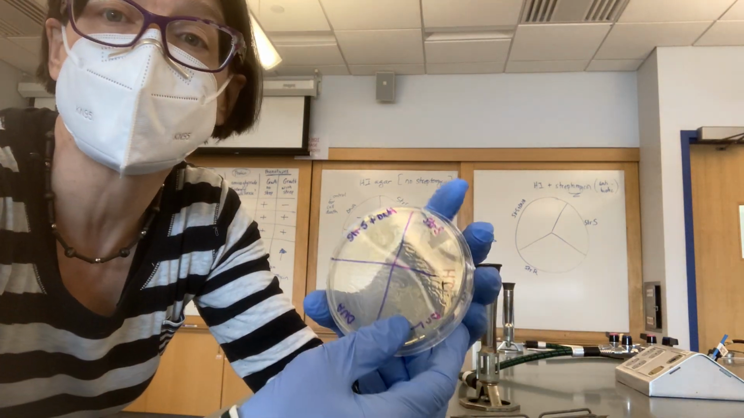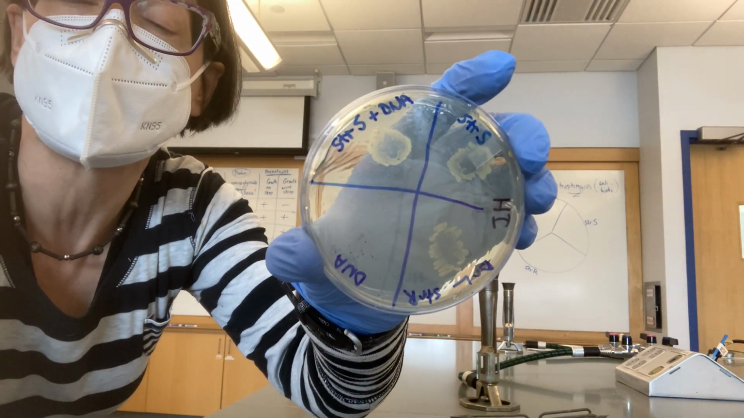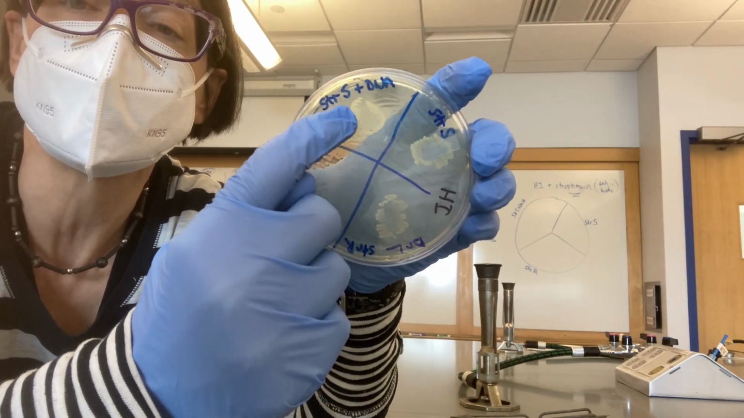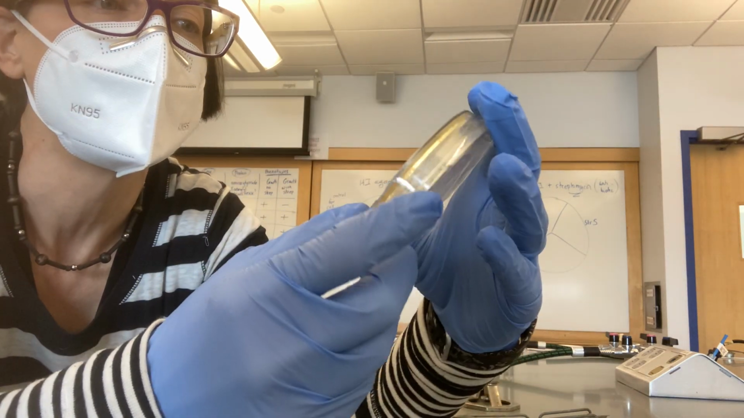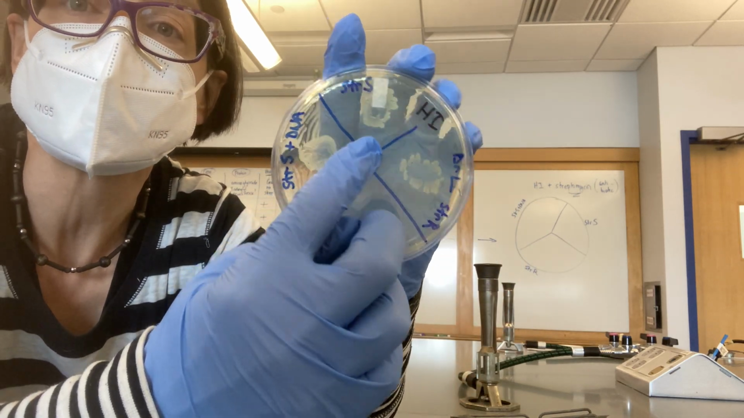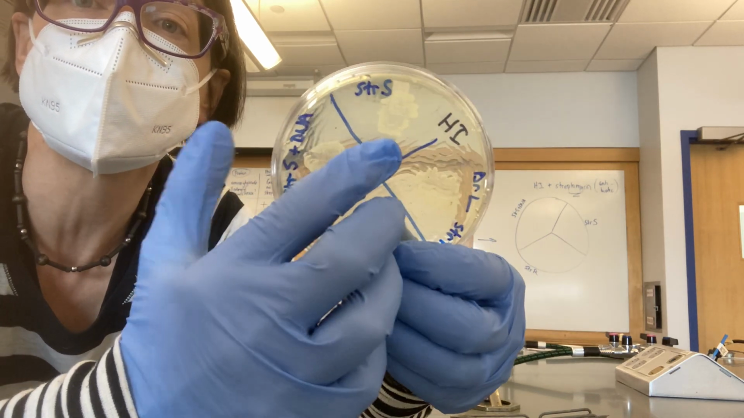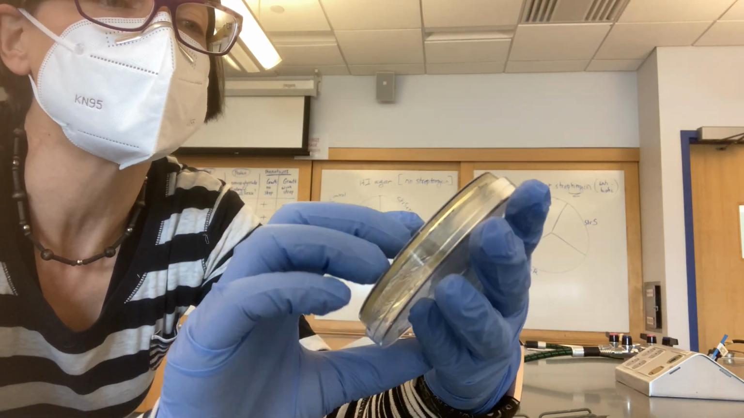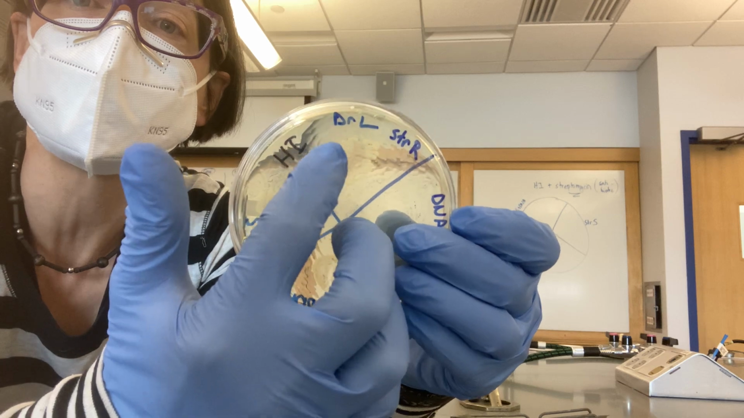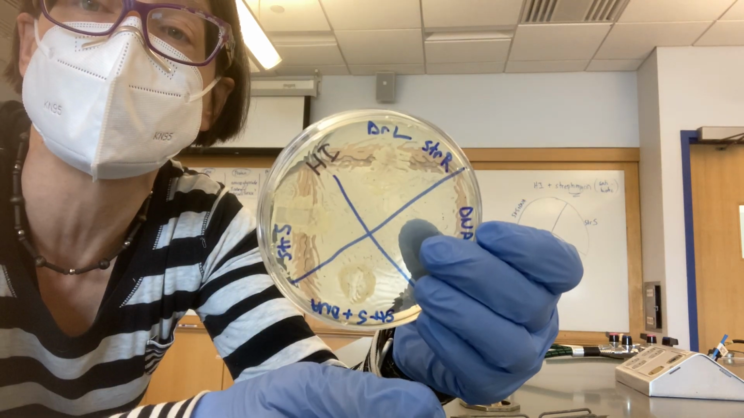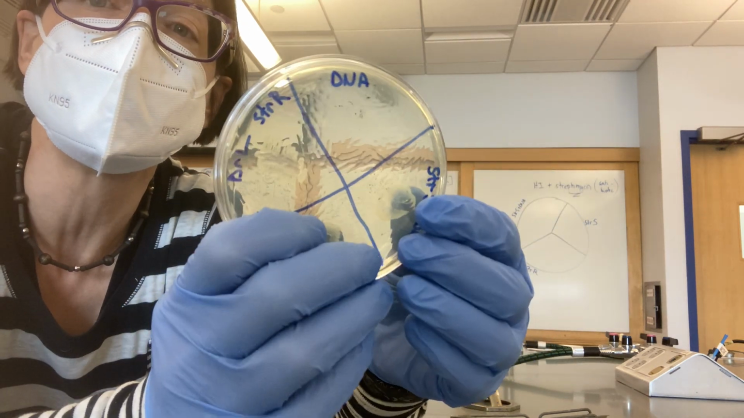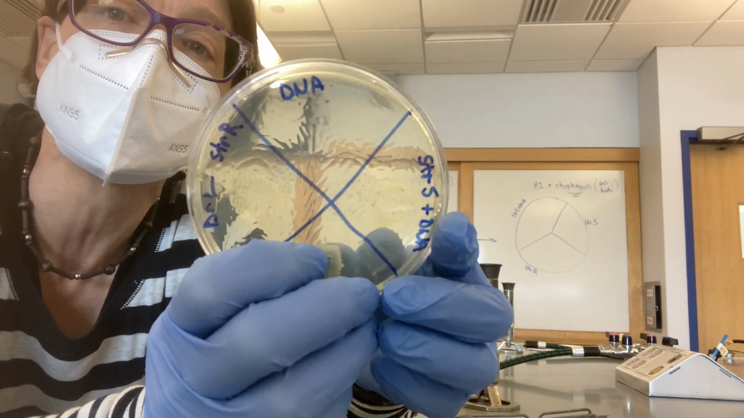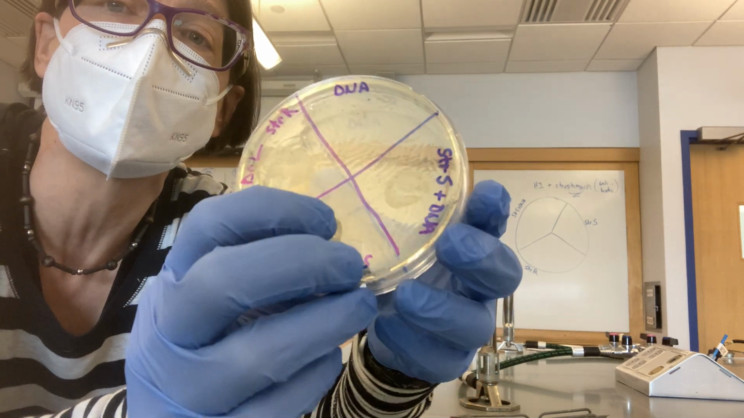So we had 4 quadrants from that. We had STRS plus DNA, and you'll notice that there's growth there. We had just STRS, and you'll notice that there's growth there. And we had STRR, and you'll notice that there's growth there. That little scummy bit is growth. And then in the DNA only quadrant, there's no growth. So the plate's a bit wrinkly because it's dried out, but there's nothing growing there.